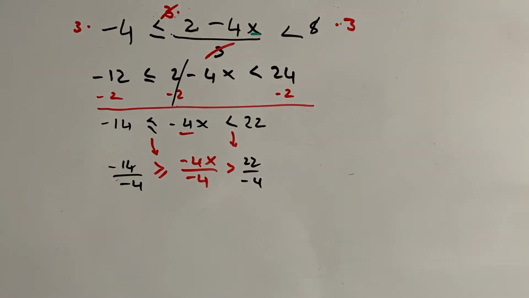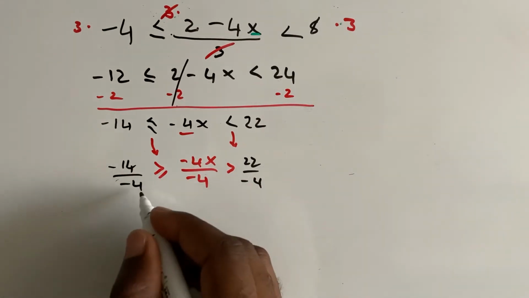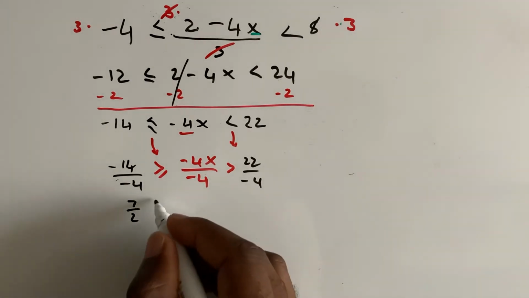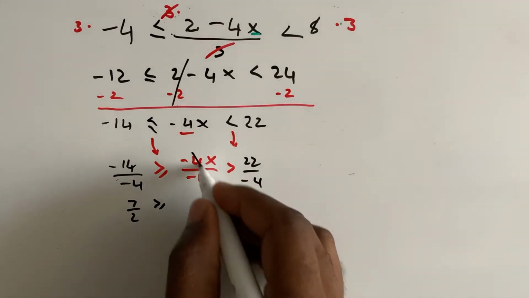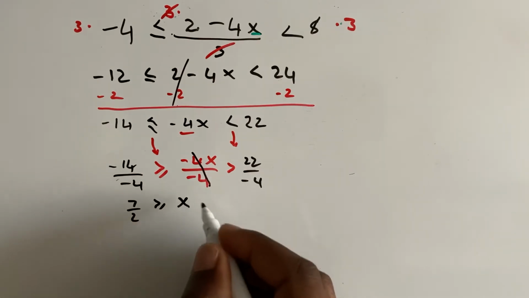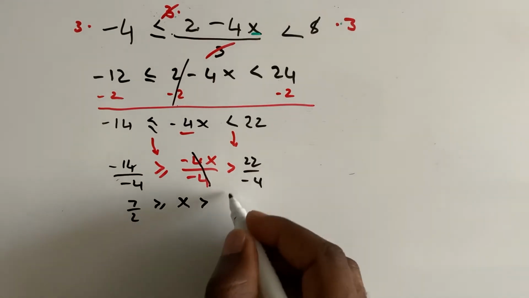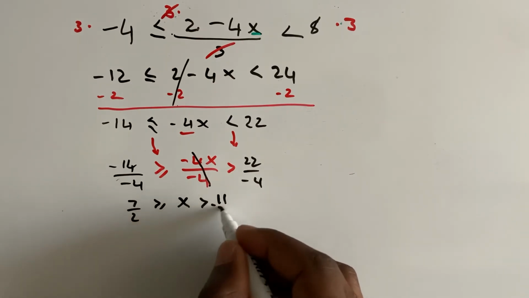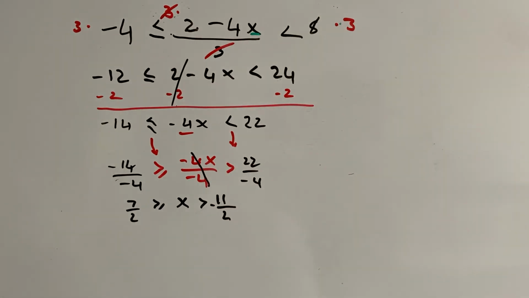Okay, right after that, we can simplify now. Simplify by 2 here, you'll get 7 over 2, greater than or equal to, cancel 4 here, so just x. You just isolated x, so that's good. By 2 again here, it will be negative 11 over 2, okay? Because you divide the top by 2, the bottom by 2, so negative 11 over 2.